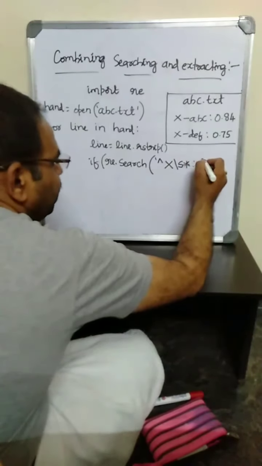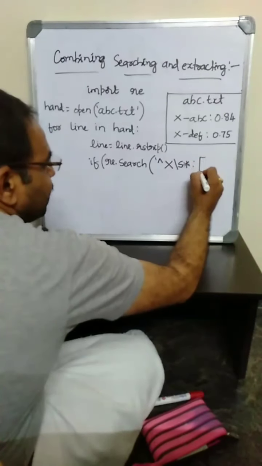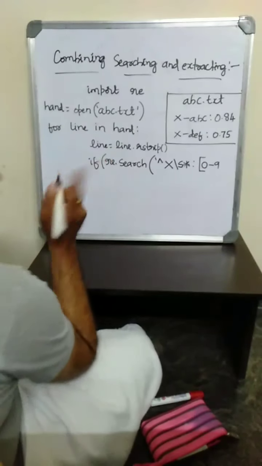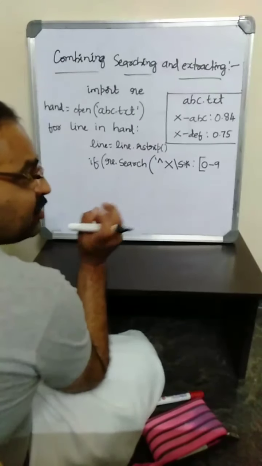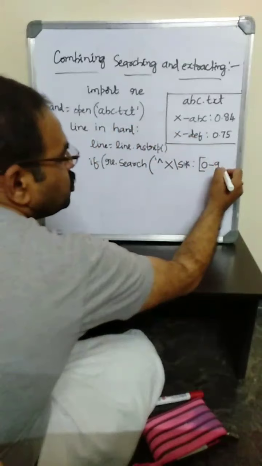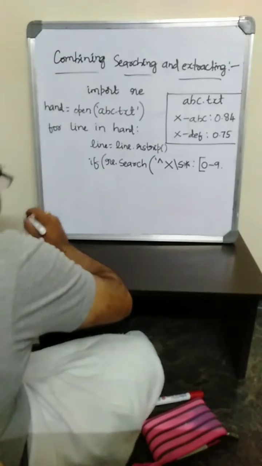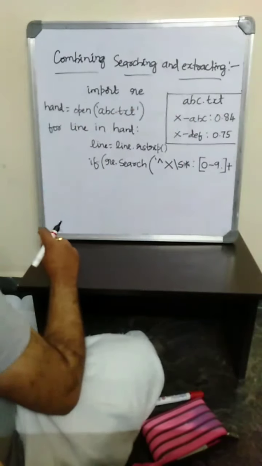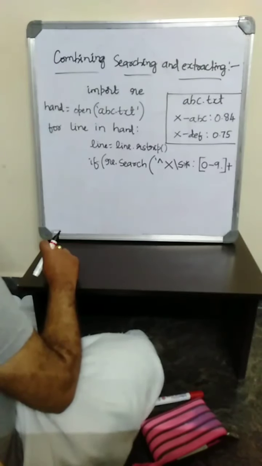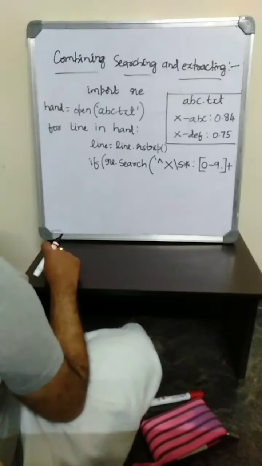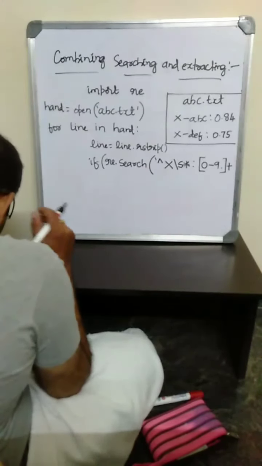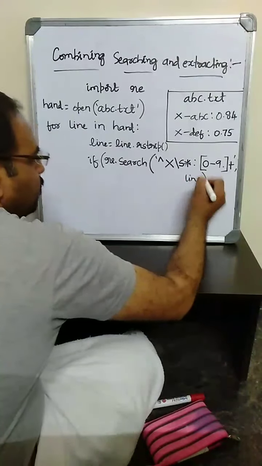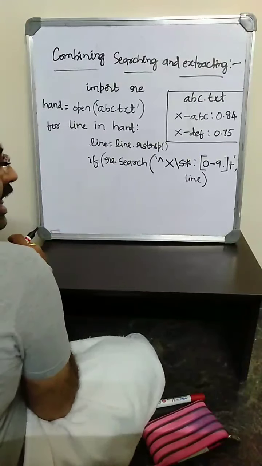And then here you have to make use of a character class, and it should be followed by a decimal number. So I have to give 0 to 9 for the integer digits, and then a dot, and then close the class. Then you say one or more occurrences of that, because 0.84 means two digits, so you make use of the meta character plus. And this you have to search in a line.